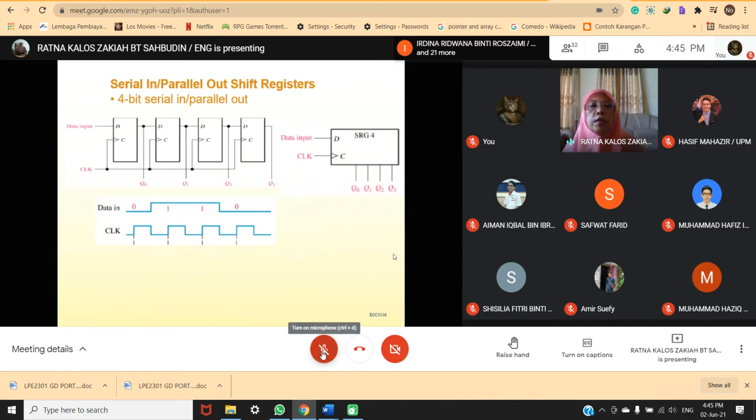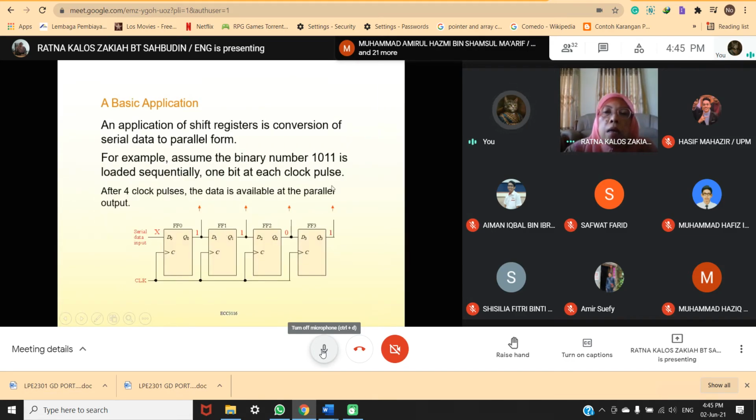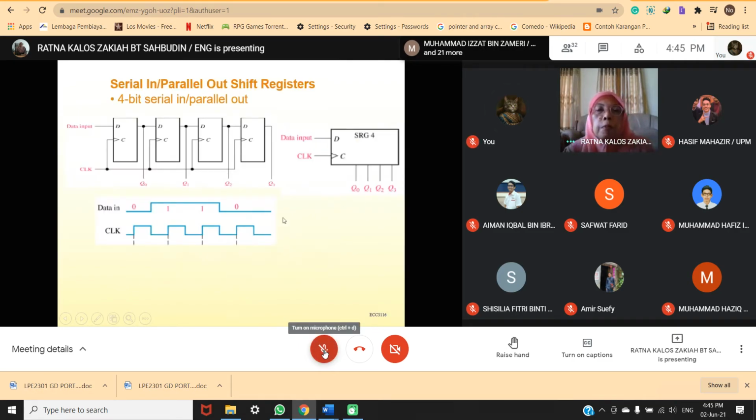Now look at this diagram of serial in, parallel out shift register. This is 4 bits, so you have 4 flip-flops. The X, so stop already because the input is only for 4.